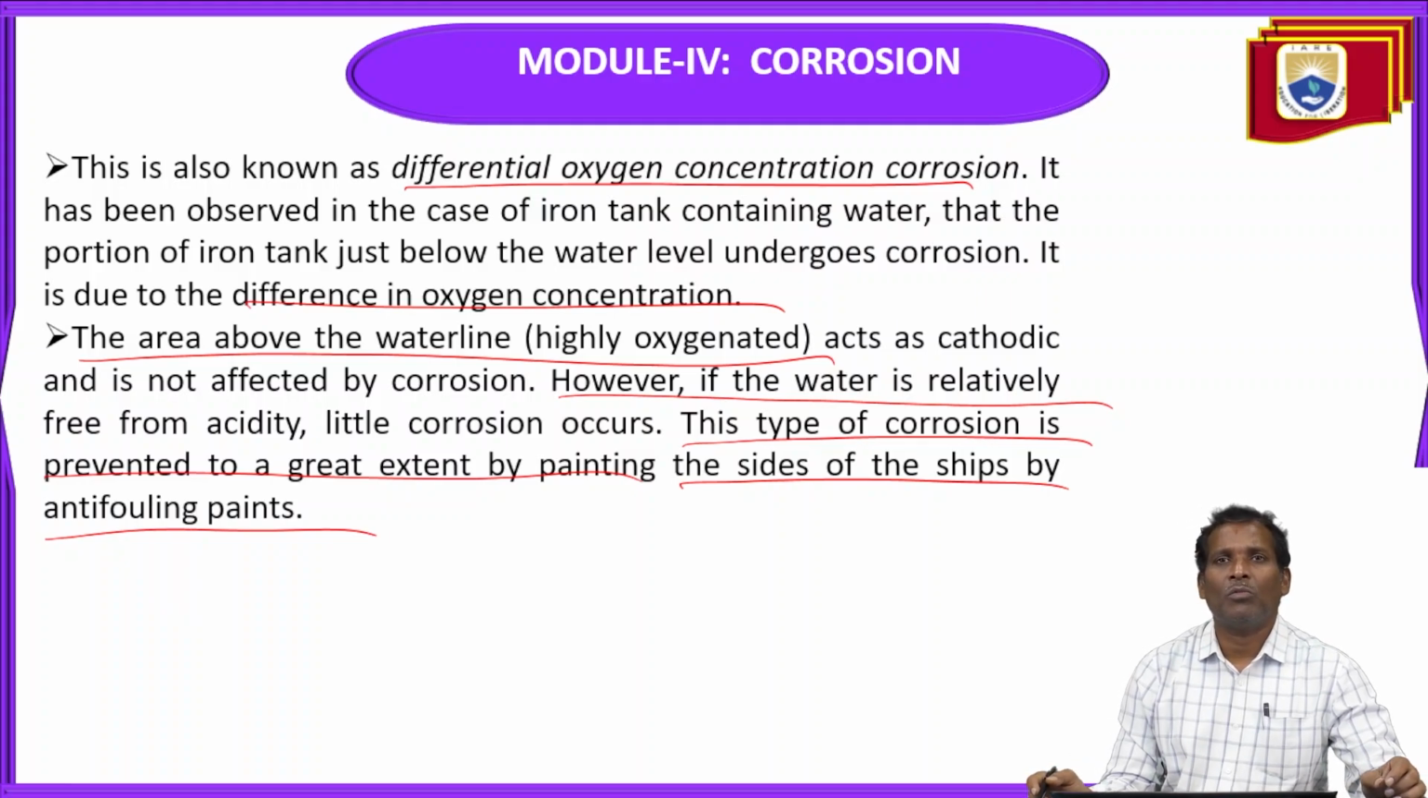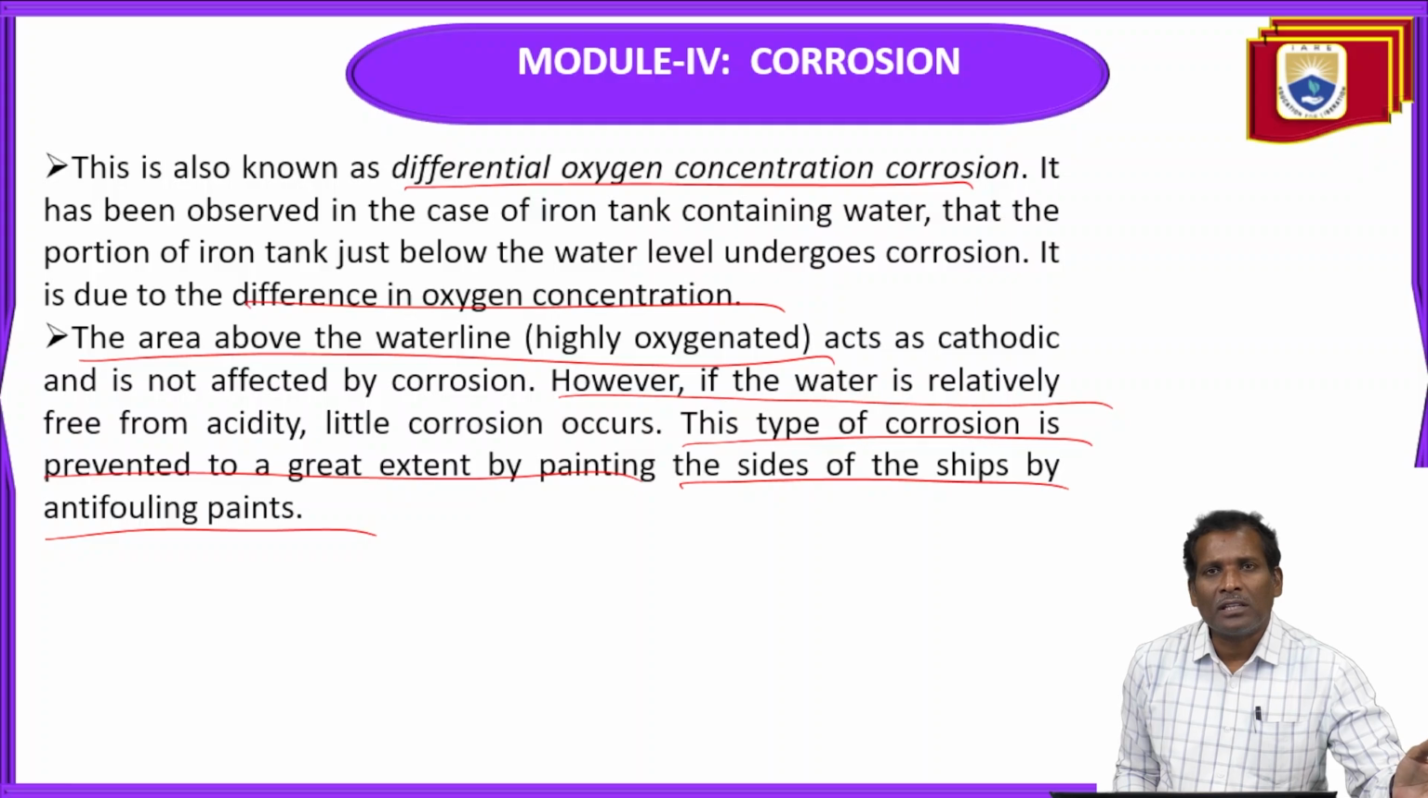So the area above the water line, that is highly oxygenated, acts as cathodic and is not affected by corrosion. So the water is relatively free from acidity, so little corrosion occurs. Generally this type of corrosion we can prevent by painting the sides of the ships with anti-fouling paints.